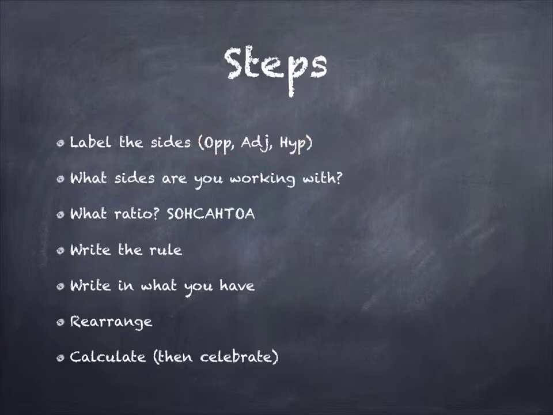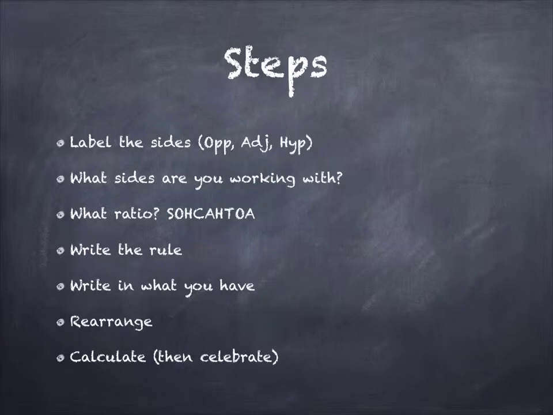Once we know the two sides, we need to select which ratio we're using. Are we using sine, because we have opposite and hypotenuse? Are we using cos, because we have adjacent and hypotenuse? Or are we using tan, because we have opposite and adjacent? So when we've labelled the sides, pick which ones we're working with, then pick which ratio, sine, cos or tan. Then we write our ratio's rule down. So we'll have an equation for it.